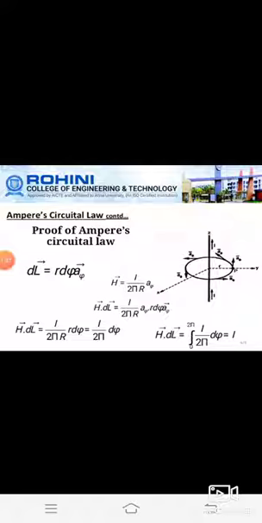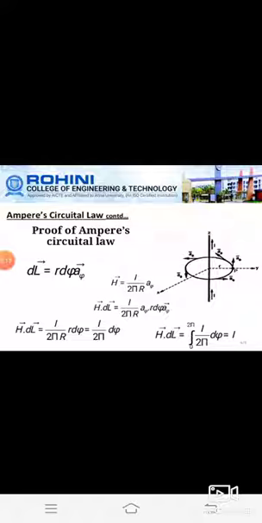The distance is r, and we consider the dl vector at the point P, which is in the phi direction, tangential to the circular path. So we denote dl vector as r d phi times a phi vector. The magnetic field intensity at this point P, obtained from the Biot-Savart law for an infinitely long conductor, is H vector equals I divided by 2 pi r times a phi vector.